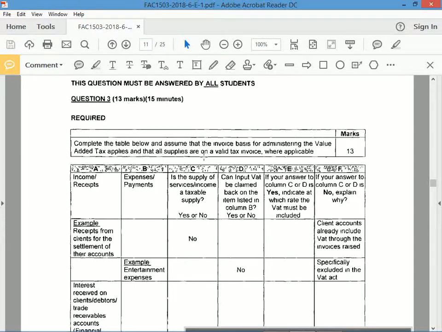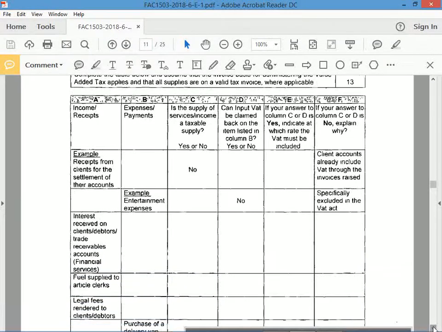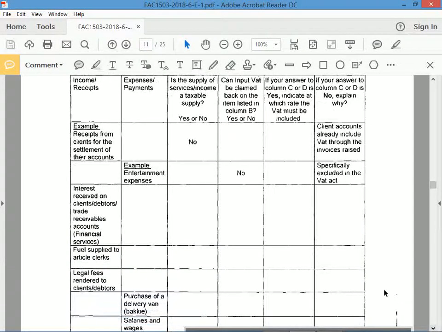Complete the table below. Assume that the invoice basis for administering the value-added tax applies and that all suppliers are on a valid tax invoice where applicable. They've done the first 2 for you. Income or receipts. Example, receipts from clients for the settlement of their accounts. That's an income. Is this a supplier of services? They've said no.